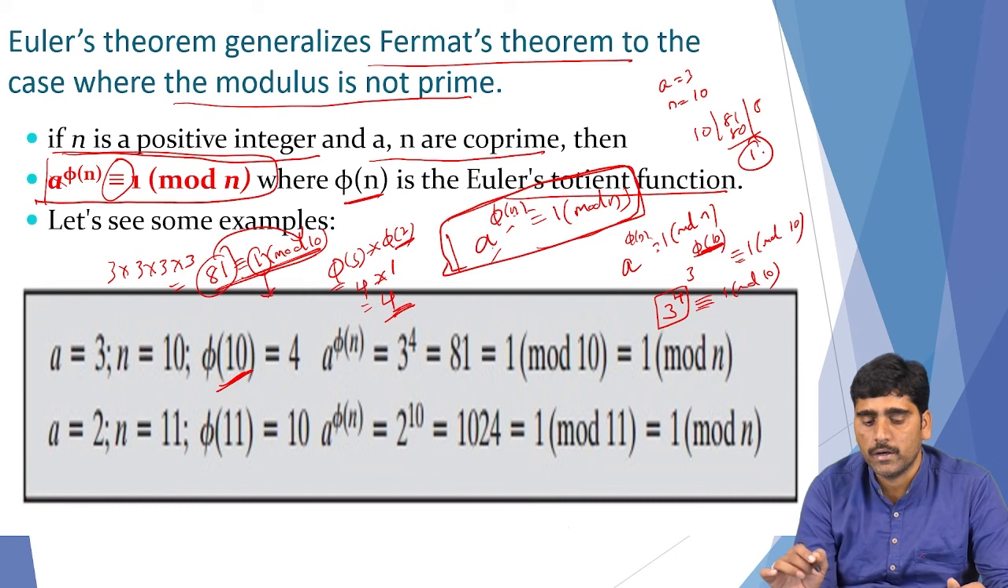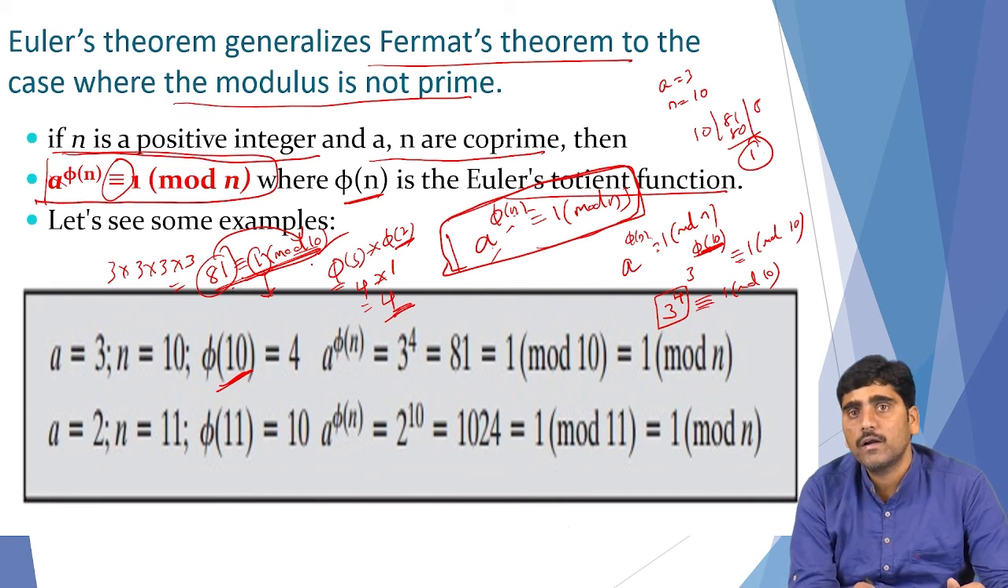So 1 is the remainder. So you can say that 81 is congruent to 1 mod 10 correctly. So from this formula you can say 81 equals 1 mod 10.